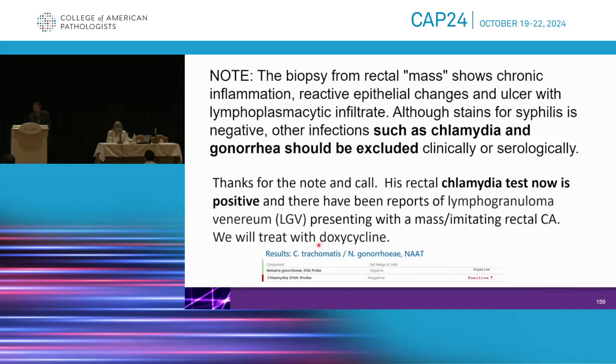You can see the bottom is the test result. The chlamydia came back positive, gonorrhea is negative. And then the clinician was very happy at that time. She sent me a message here, thank you for the note and the call. And his rectal chlamydia test now is positive. There have been reports that chlamydia infection can present with a rectal mass, and can mimic malignancy. And then the patient was treated with doxycycline. So that's very impressive for us to remember this.